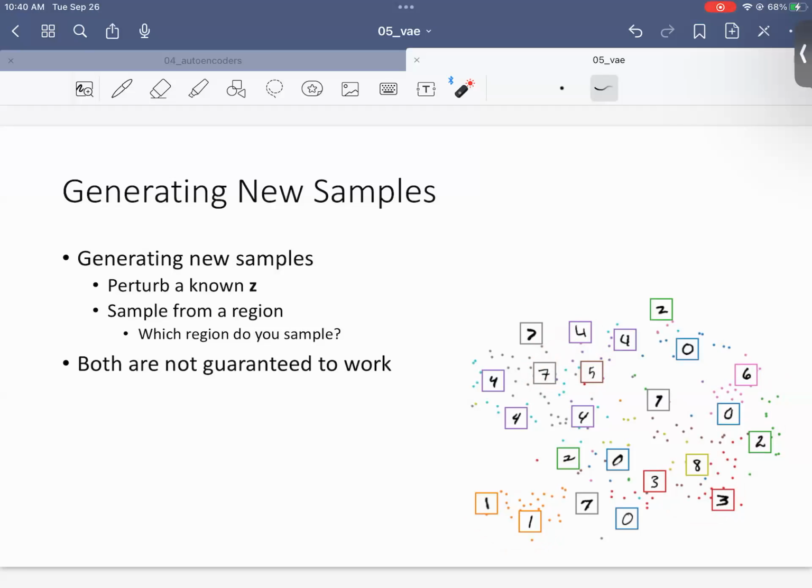And even if you perturb a known z, how large of a perturbation would you want to add? Like this much? Or a very small amount? If you add a very, very small amount of noise, then that won't be generating a new sample. It's just a slight variation of the digit that we already know.